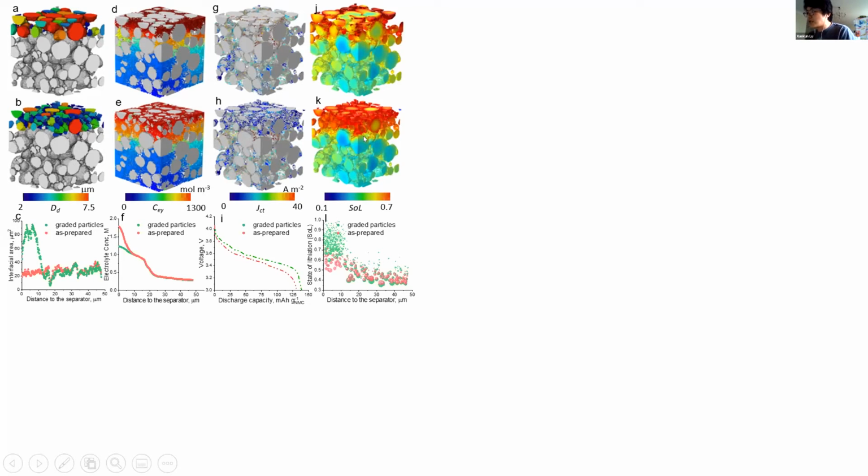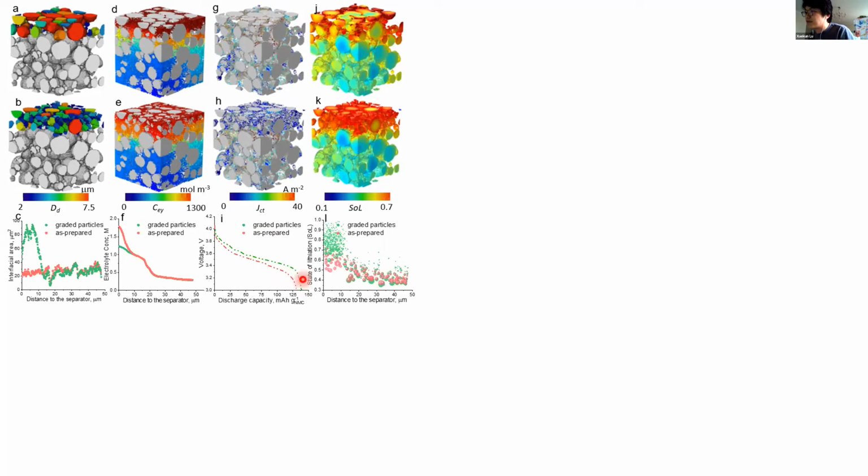Because if the particle is large, then the lithium-ion has to transport a long way. If it's long, that means the resistance is very high, so it gives much poorer capacity performance. This is the comparison of the original microstructure with the improved structure.